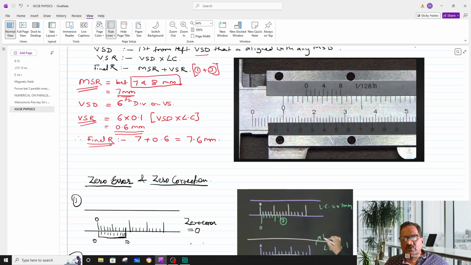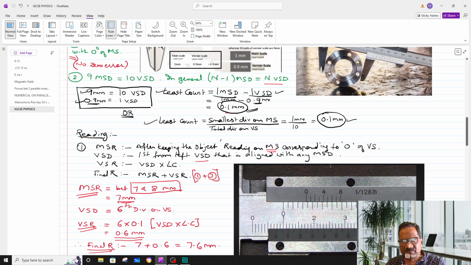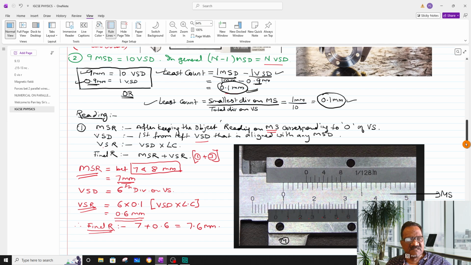Can you see, this one is your main scale. This dark gray is your vernier scale. And these are the jaws. This is your movable jaw, and the fixed jaw is not in the picture right now because the object is kept. So the movable jaw and the fixed jaw are at a distance apart. And this is the position. Now you have to take the reading. For finding the main scale reading, this is the first step I'm trying to explain to you.